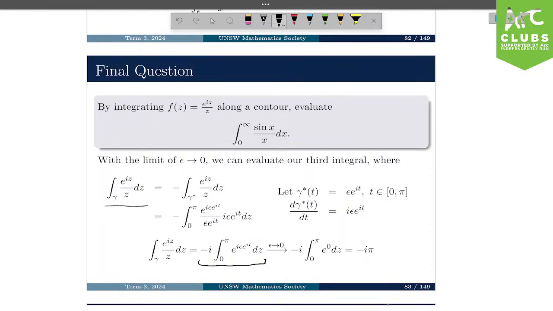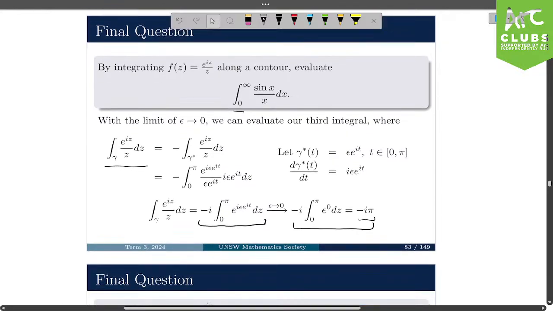But remember, we want to push epsilon to 0 because our integral is from 0 to infinity. So as we push epsilon to 0, this integral is going to tend towards minus i times the integral from 0 to pi of e to the 0 dz, which is just the integral of 1 dz from 0 to pi, which evaluates to minus i pi. All right, so that's one of the two integrals we need to evaluate done.